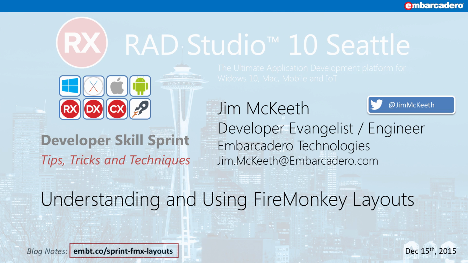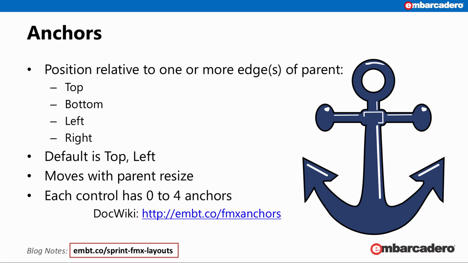So anchors are what you use to set the way a control resizes and moves around when the form changes. So it moves with the parent when the parent resizes, or resizes if two different opposite sides are anchored. So if top and bottom are anchored, then when the form gets taller, the control gets taller. If only top's anchored, then it just stays relative to the top. You've most likely used anchors before. Each control can have from 0 to 4 anchors.